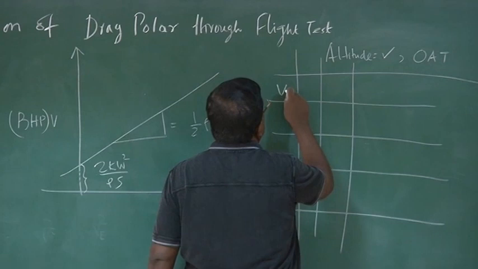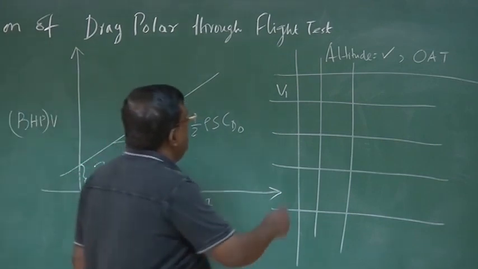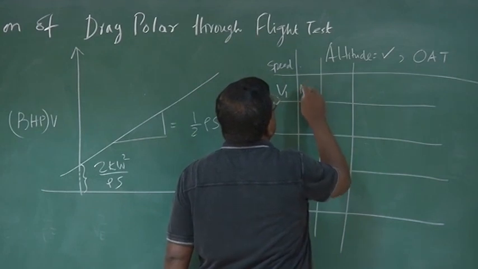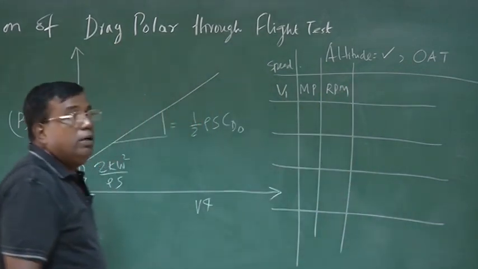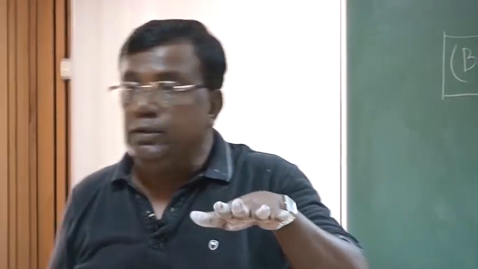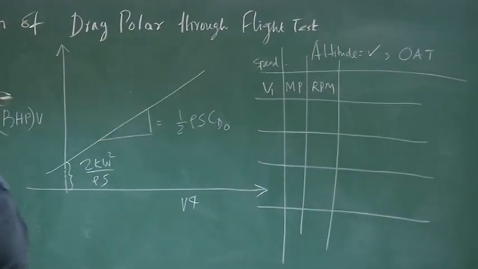Now I ask the pilot to maintain a cruise with a speed V1. And what should I note down? I note down the speed, the manifold pressure, MP, and the RPM of the engine. Once the pilot is okay with the cruise at V1, you check the airspeed indicator, whether the speed is the same or not. You check the altimeter, whether the height is constant or not. You check the bank indicator, whether it's level or not. If yes, you note down V1, the manifold pressure, and the RPM.